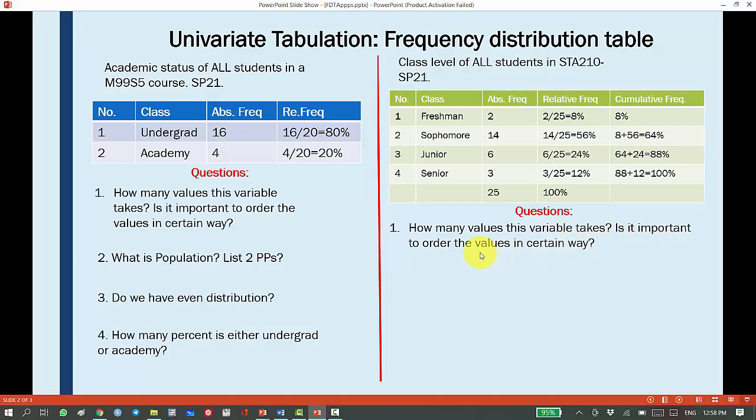Is it important to order the values in a certain way? First of all, we know that the variable class level takes 4 different values: freshman, sophomore, junior, and senior. Yes, it's important to order the values from freshman, sophomore, junior, and senior, and this order should be respected because the class level is an ordinal variable.